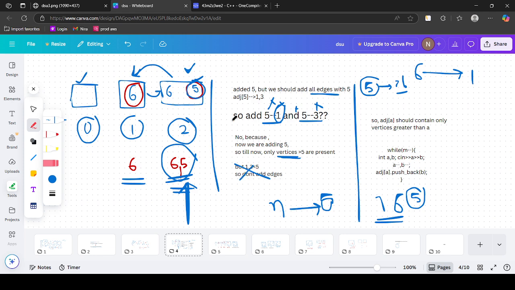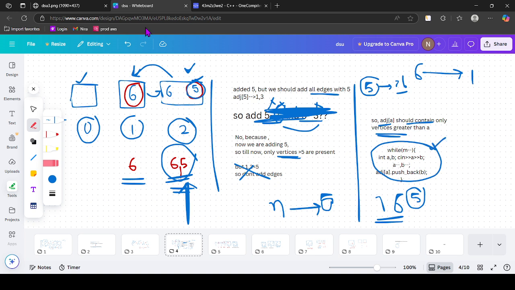So simply from this we can understand that adjacency of A should contain only vertices greater than A, because at the position when we are adding A, the nodes in the graph should be greater than A. So adjacency of A should be greater than A, so that we can add all the edges in the adjacency of A. But here 1, 2, 3 are not greater than 5. So simply this will not be in the adjacency as well, because we will construct the adjacency in this way.